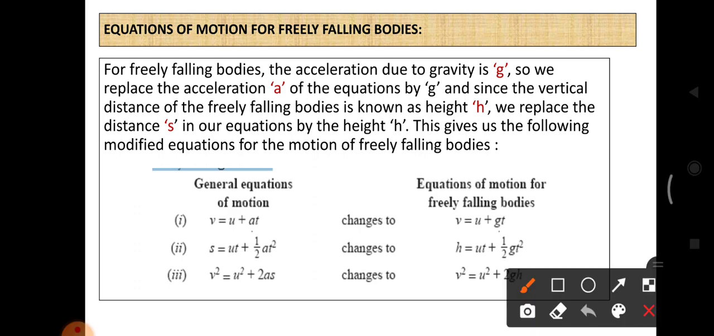So for freely falling bodies, the acceleration due to gravity g, we replace the acceleration a of the equation by g, and the vertical distance of the freely falling body is known as height. So we replace distance in our equations by the height h.